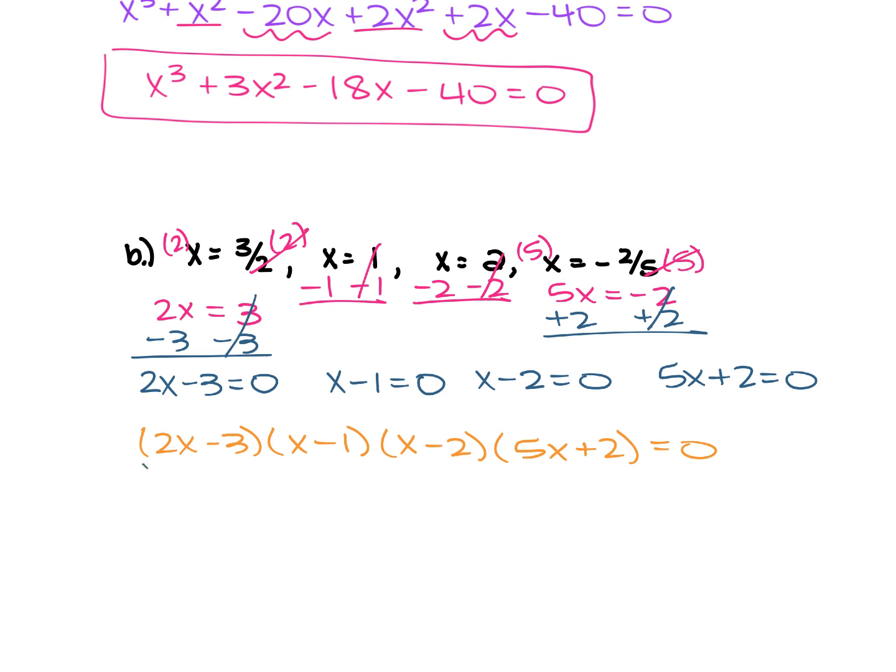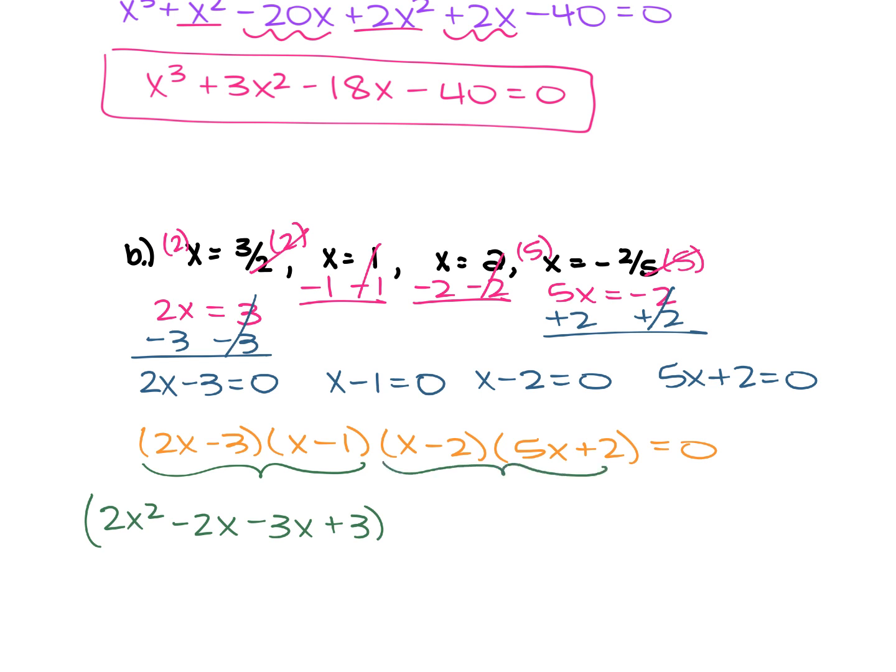So starting with the 2x minus 3 times x minus 1. 2x times x is 2x squared. 2x times negative 1 is negative 2x. Negative 3 times x is negative 3x. Negative 3 times negative 1 is positive 3.